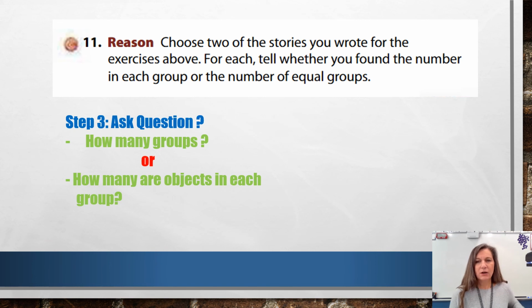Since there aren't very many lines in your practice book, I suggest you have a piece of paper and you write your word problems out on the piece of paper. And then you can attach or staple the practice workbook page onto that page.